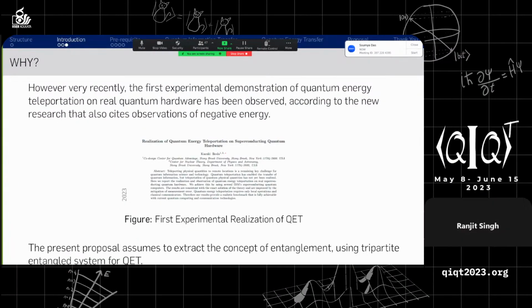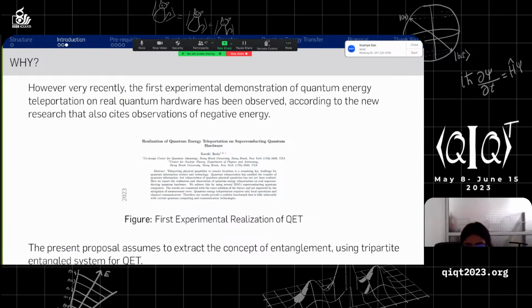Yes, thank you. Actually, the quantum energy teleportation system is quite new, and the experimental realization of quantum energy teleportation has been achieved very recently, in 2023 itself. So this is a new topic. Yeah, I can send you the references.